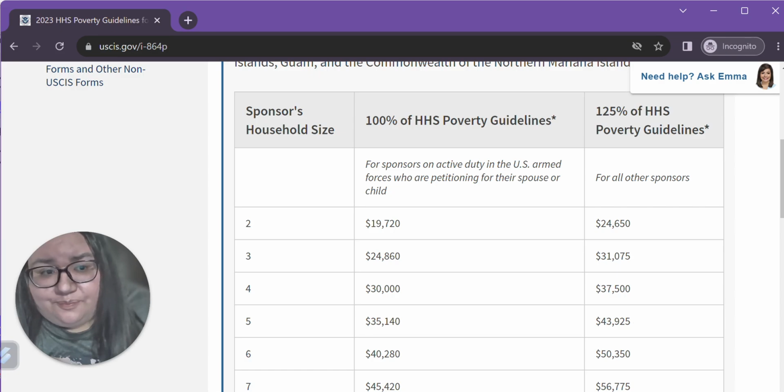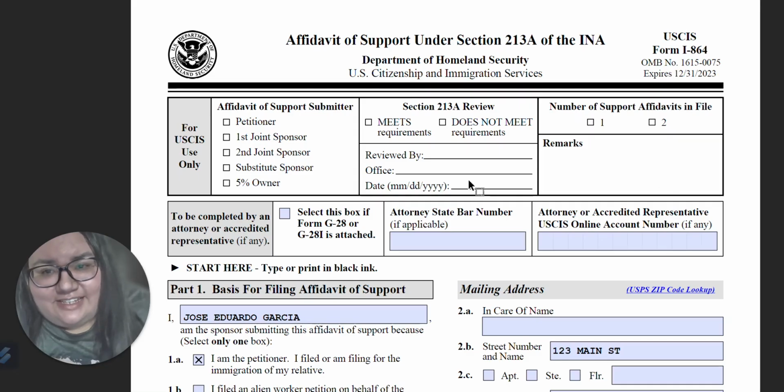Now, you may be asking yourself, what do I need to submit for Form I-864? What you need to submit for the Form I-864 is proof that the sponsor is either a U.S. citizen, a lawful permanent resident, or a U.S. national. For Jose, he's born in the U.S., so we can submit his birth certificate or his U.S. passport.